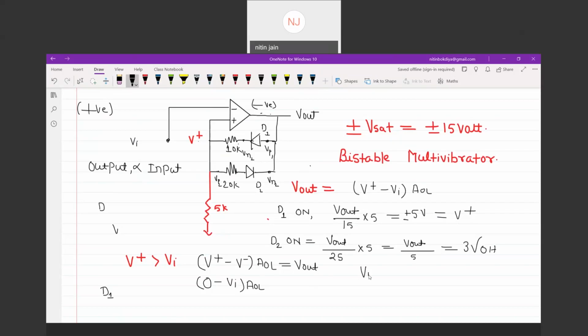So when Vi is less than 0, D1 is on. And when Vi is greater than 0, D2 is on. These are the two conditions for which this circuit will work: Vi less than 0 and Vi greater than 0. So let's start with the first condition.